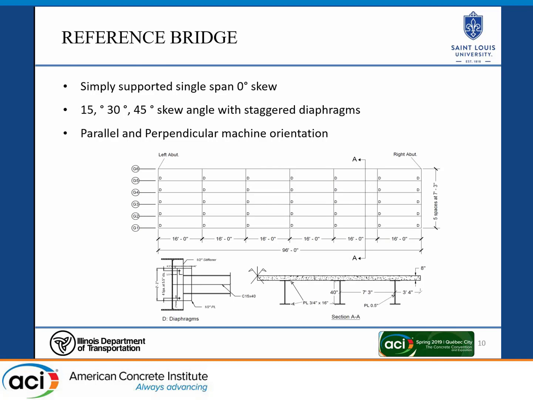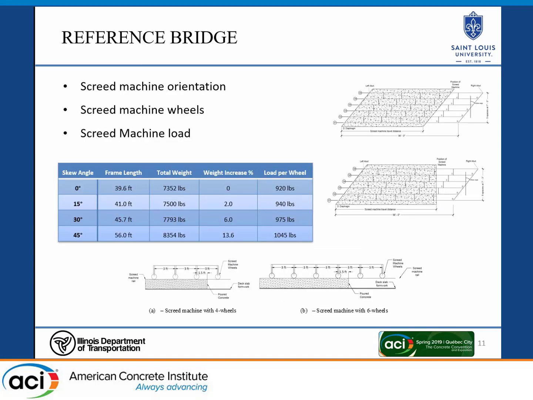And the diaphragms were staggered perpendicularly within the bridge. However, at the ends, they were parallel to the girders based on IDOT recommendations. And so we then tested both orientations of the SCREED machine, one parallel to the skew and one perpendicular to the skew. And we also found that a SCREED machine can have different kinds of wheel configurations.